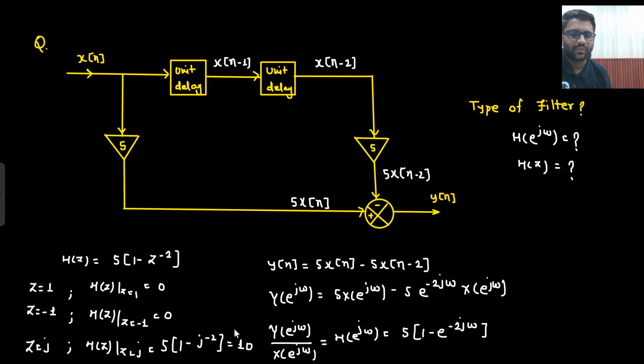So it would be 10. So yes, mid frequency is being passed, low and high frequency is not being passed. What does that mean? It is a band pass filter. So very easily you can solve these kind of questions.